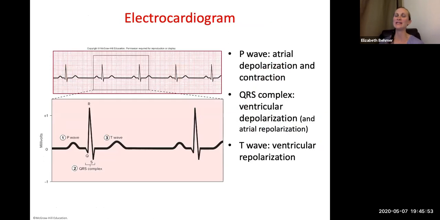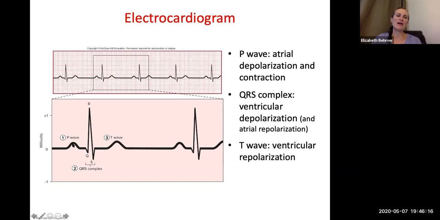So this whole idea of electrical activity passing through the heart to initiate heartbeats or contraction of the chambers, you can view this electrical activity on what we call an electrocardiogram, ECG or EKG. And this electrical activity can be measured in waves. This is a normal ECG, and we label the waves.